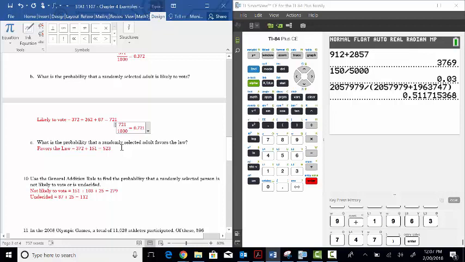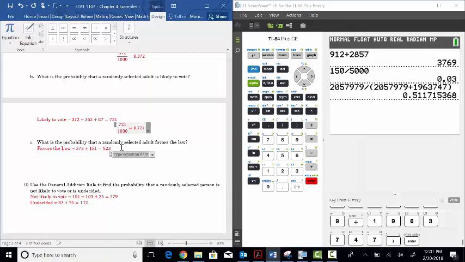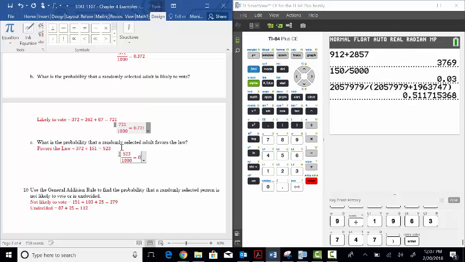Similarly, if I wanted to find out the probability that a person favors the law, I would add up everyone that favors the law, which is 523, and divide that by my grand total of 1,000 to get a probability of 0.523.